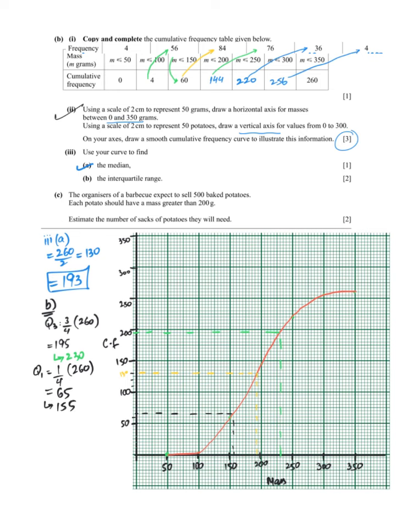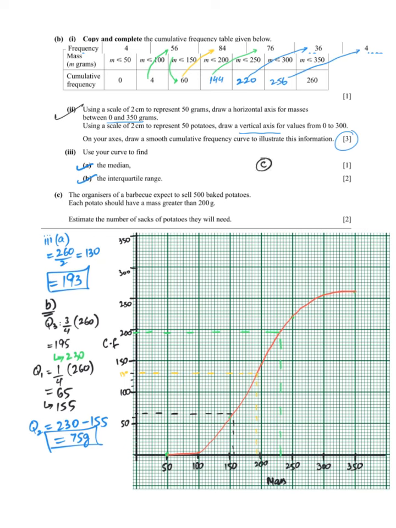Now the interquartile range is basically the difference of the upper quartile, that is 230, and the lower quartile, that is 155. And the answer is 75 grams. That is my interquartile range. That is your part B. For part C, let me do that working here.